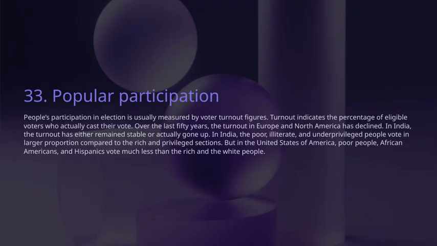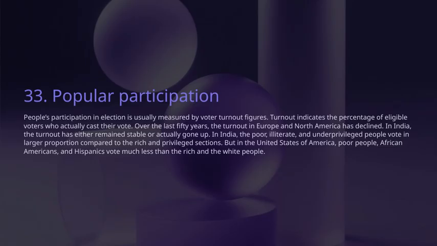Let's talk about popular participation in elections. Typically, we measure how involved people are through voter turnout figures. Turnout essentially shows us the percentage of eligible voters who actually go out and cast their votes. Over the past 50 years, we've seen a decline in voter turnout in Europe and North America. But interestingly, in India, the trend is quite different. The turnout there has either stayed steady or even increased over time.